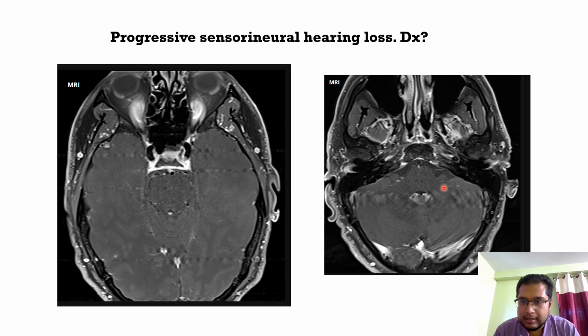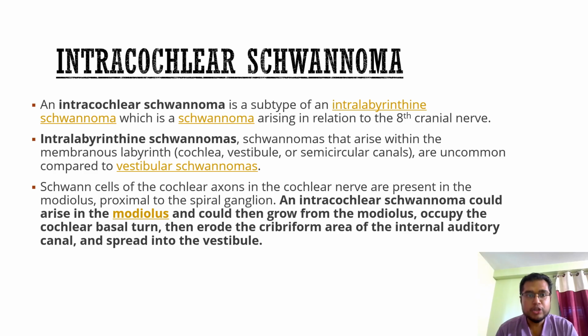And this is a screenshot of this particular area, the small dot that you see in the cochlea, particularly in the basal turn. In the post contrast images, typically the diagnosis that is made is of intracochlear schwannoma, which is typically rare. So what exactly is intracochlear schwannoma?